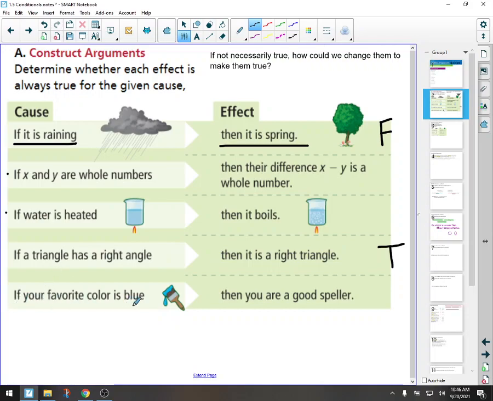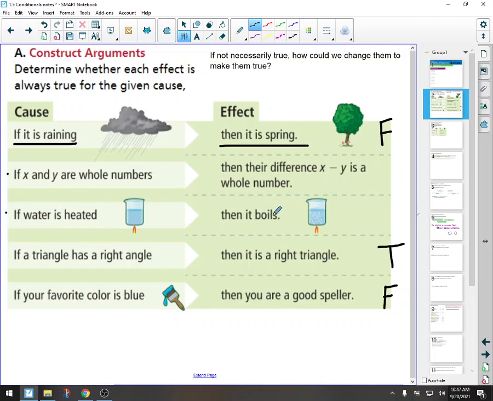And then if your favorite color is blue, then you are a good speller. Is this always true? And I'm going to say, no, it's not. And what does blue have to do with being a good speller? Nothing. They're completely unrelated. So sometimes this may be true, but it's not because your favorite color is blue. You're a good speller for different reasons. Okay, so let's go back to the two where I think there might be some confusion.